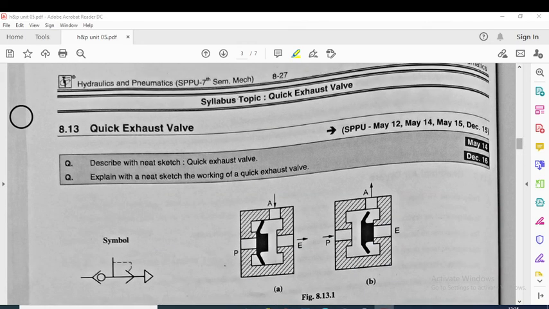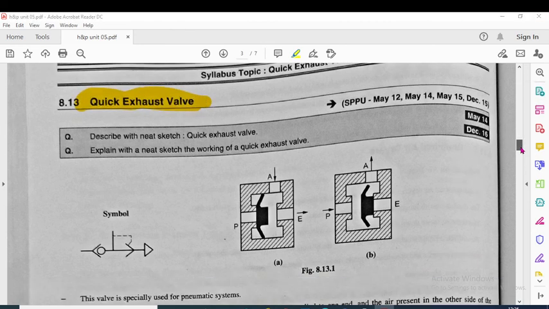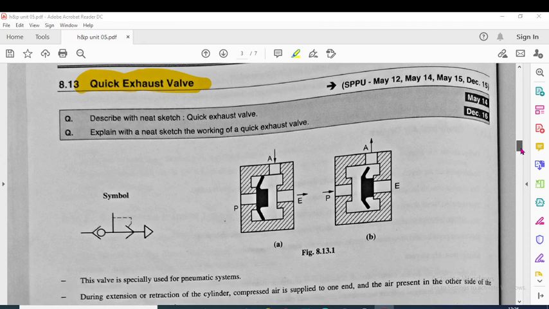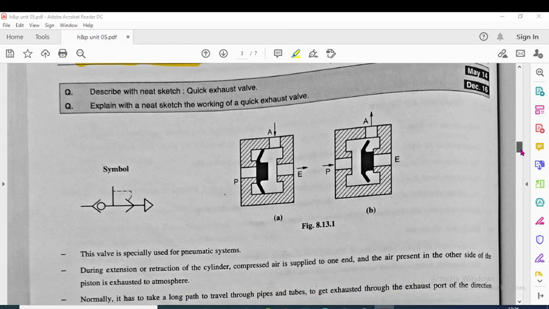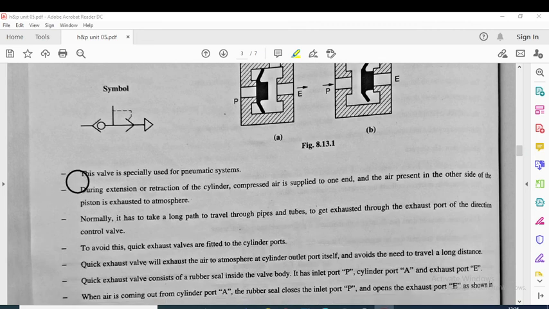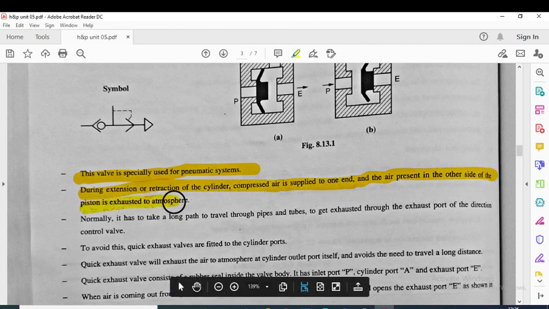So here we are going to see the quick exhaust valve. What is this quick exhaust valve? This valve is connected right after the cylinder, and through it the air is sent directly to the atmosphere or exhaust port. This valve is specially used for pneumatic systems. During extension or retraction of the cylinder, compressed air is supplied to one end and the air present on the other side of the piston is exhausted to the atmosphere.